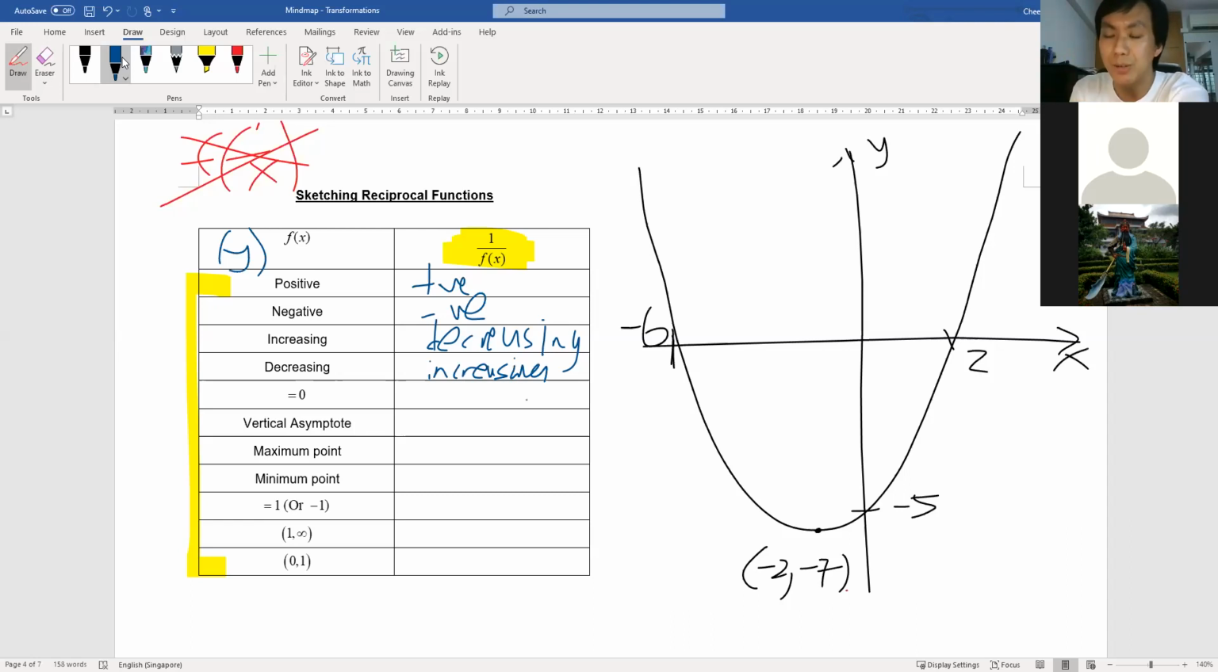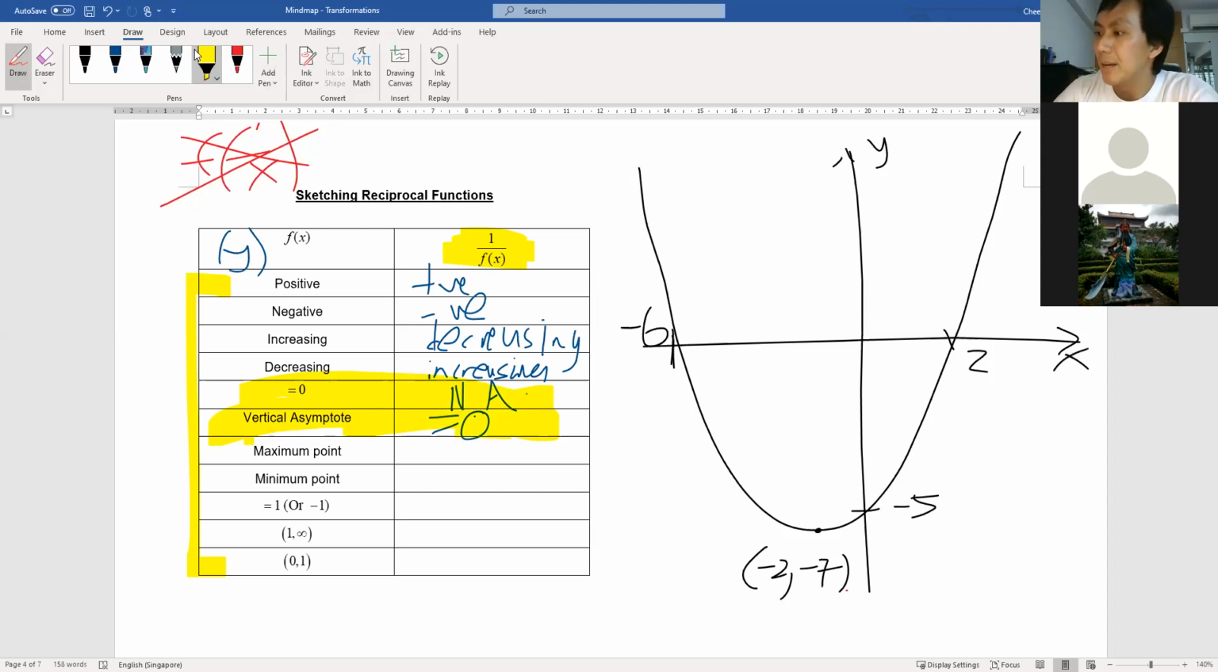If f(x) was equal to 0, you will have 1 over 0. 1 over 0 is considered undefined, so it's NA. So it will become a vertical asymptote. You must be watchful for this. If it was a vertical asymptote, it will be equal to 0. Which means that roots become vertical asymptotes, and vertical asymptotes become roots.